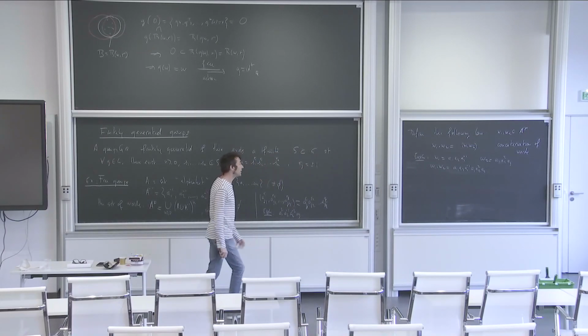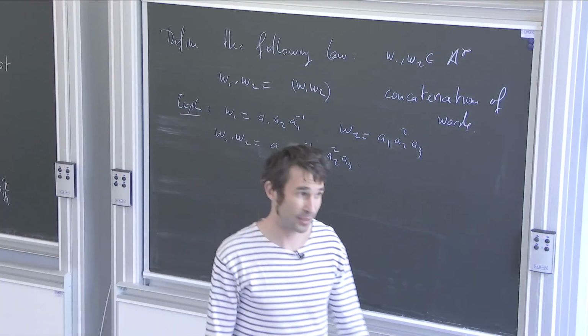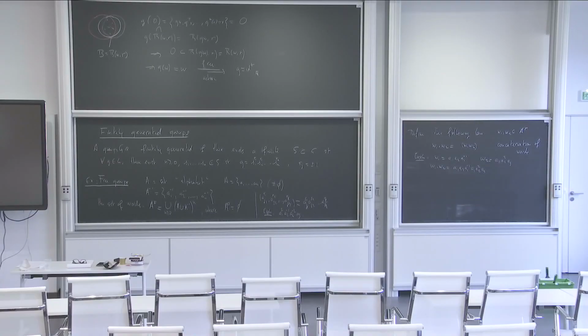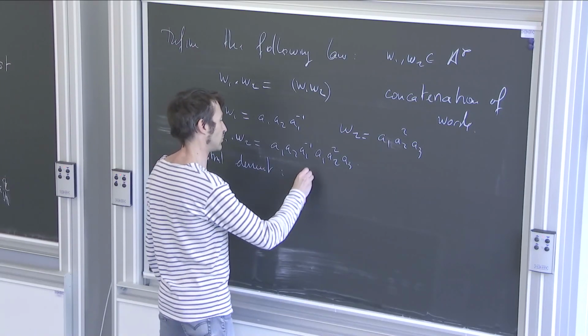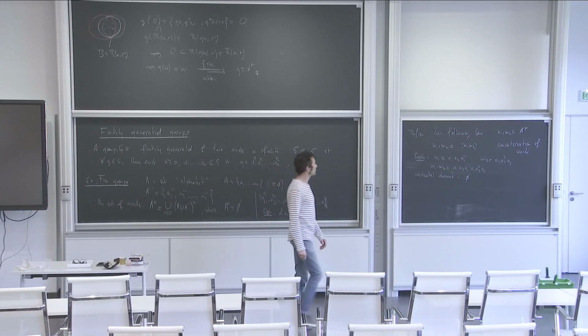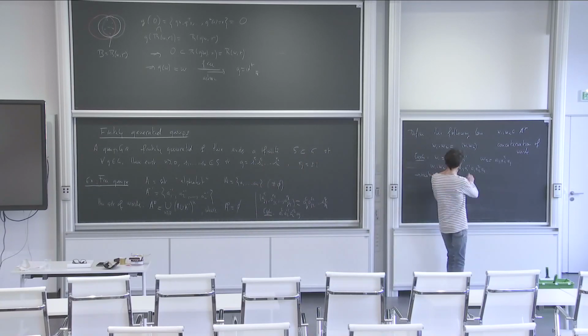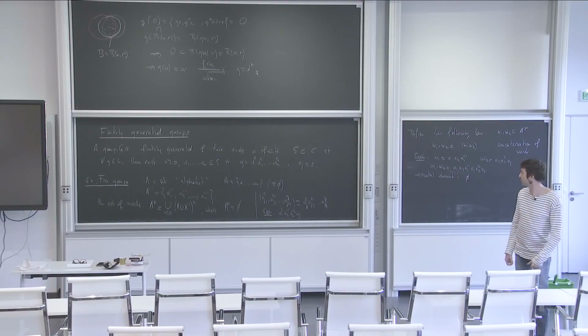Okay, so here we obtain a semi-group, but it's not a group yet, because we have a neutral element, and this is the empty word. But otherwise, we don't have any inverse. You see, because each time, if you take two different words, you only increase their length.